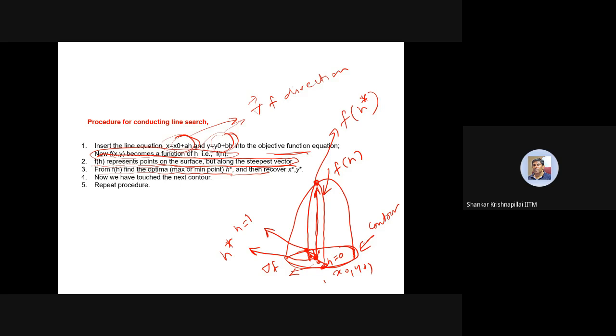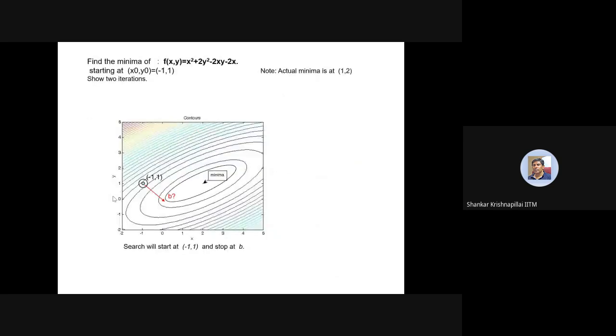Once we reach f of h star, it means that we touch the next contour. Then you have to repeat the procedure with the new contour. Now we will do it with this example. This will be asked for the assignment and the quiz, and in the quiz and assignment, there's no need to draw the contour. It will be done just with the equations and calculation.